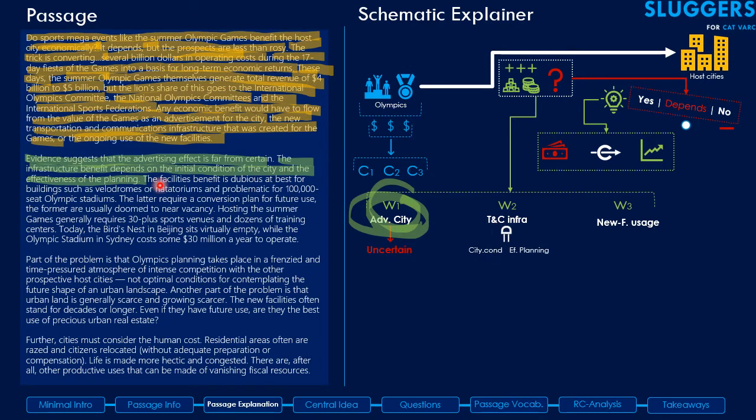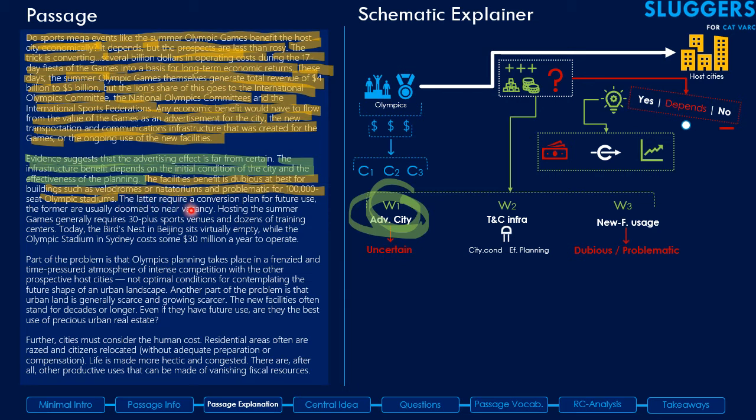Fair enough, all right. Let's come to the next part. The facilities benefit is dubious at best for buildings such as velodromes or natatoriums, and problematic for 1 lakh seat Olympic stadiums, right? So far as the third factor is concerned, that of the new facilities, the third point was ongoing use of new facilities. So far as that factor is concerned, that benefit is dubious at best for buildings such as velodromes and natatoriums.